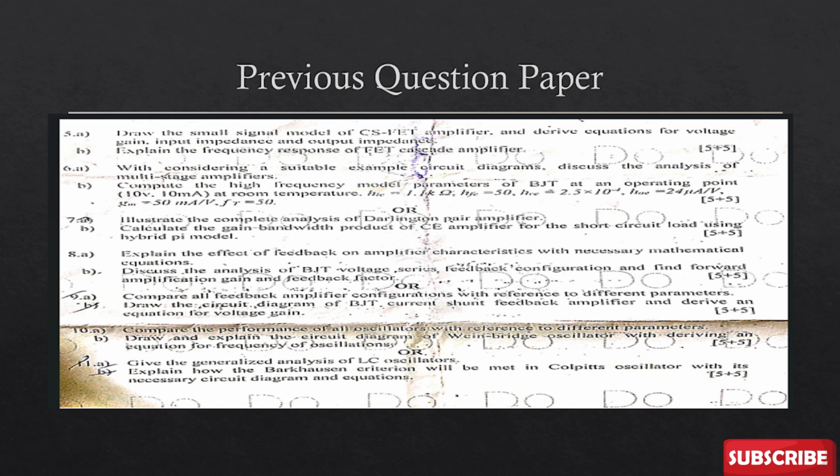So Colpitts oscillator, you have the Barkhausen criterion, with its necessary circuit diagrams and equations. So this is the video, guys, and we have discussed very much in this video regarding how questions will be framed, and I think you got an idea how this question paper will be framed. Questions are random and problems are also random, but the important topics we discussed we have covered.